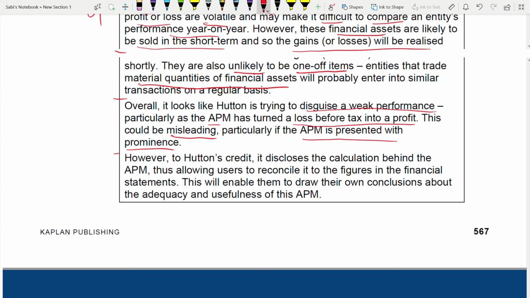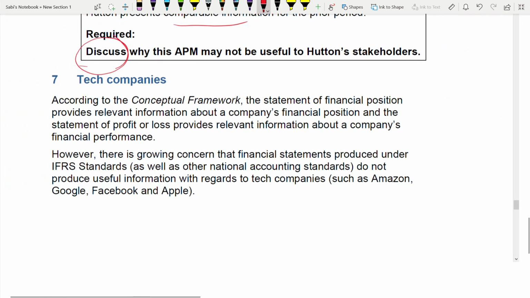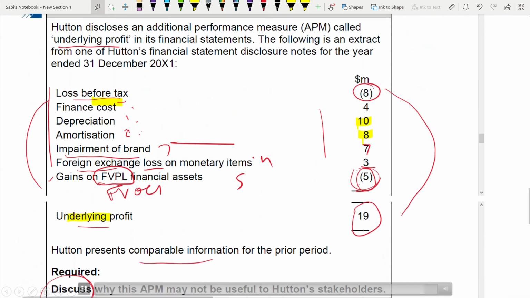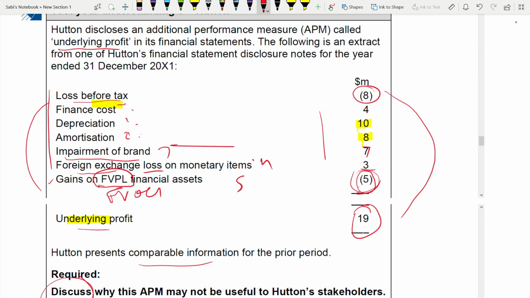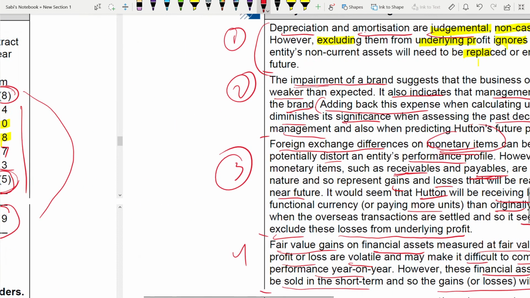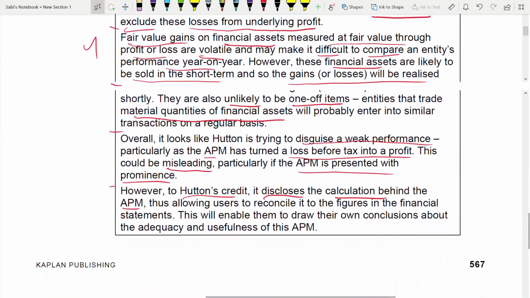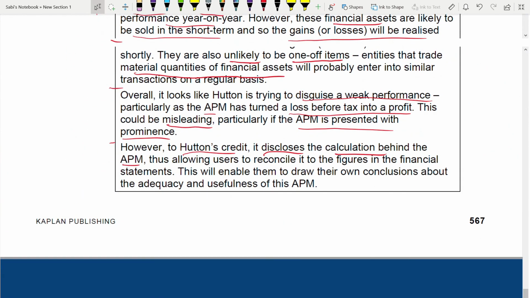However, to Hutton's credit, in his case, there is an advantage here. They disclose the calculation behind this one. See, rather than just saying that the underlying profit is 19, when earlier the loss was 18, they have disclosed it like this. They have broken down the information and showed what adjustments they did. So this is a good thing. You will be able to know what the problem is, and you can reconcile this also.